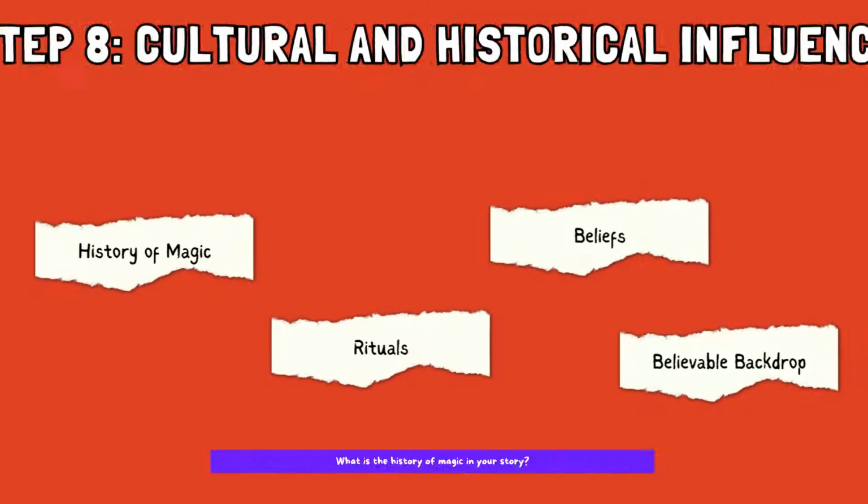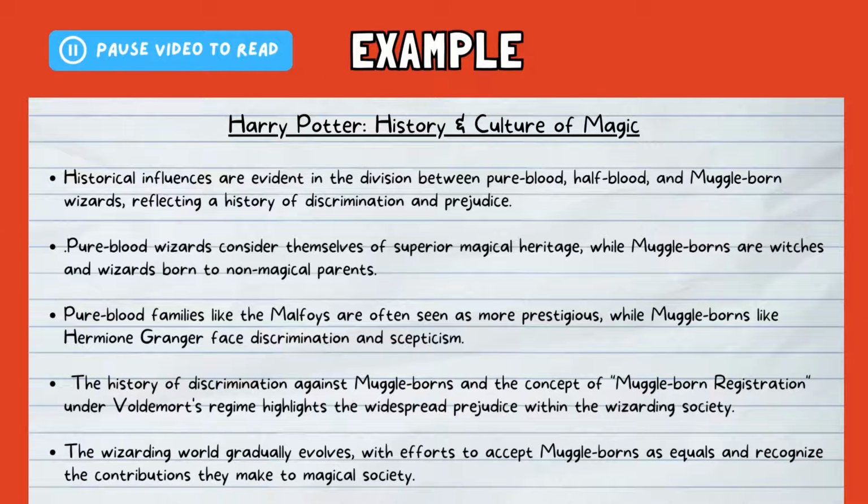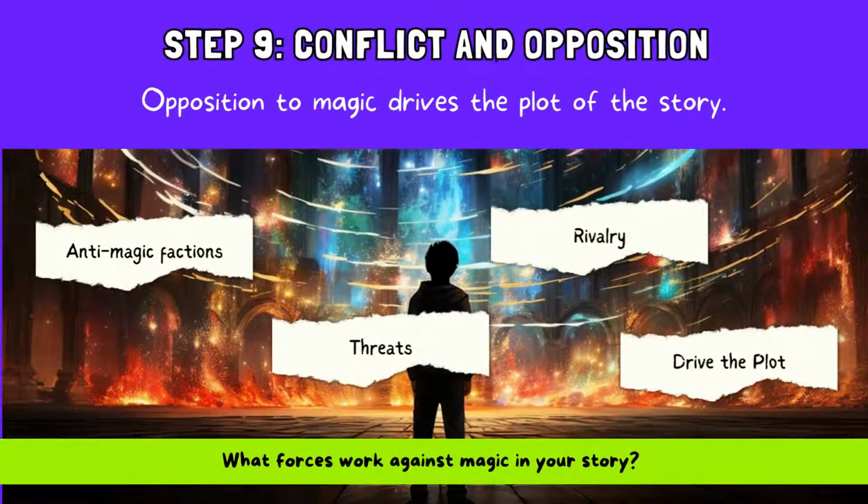In Harry Potter, historical influences are evident in the division between pure-blood, half-blood, and Muggle-born wizards, reflecting a history of discrimination and prejudice. The concept of blood purity has historical significance, with pure-blood wizards considering themselves of superior magical heritage and discriminating against Muggle-borns, which are wizards born to non-magical parents. This cultural and historical influence shapes the beliefs, rituals, and societal norms within the wizarding world, emphasizing themes of diversity and discrimination. Step 9. Create opposition to magic.